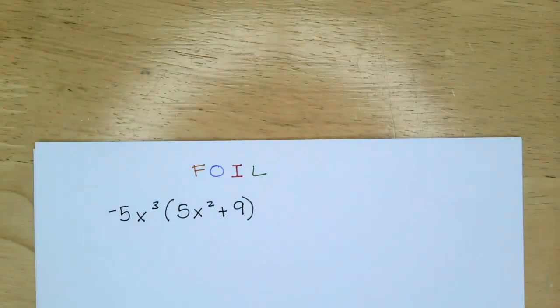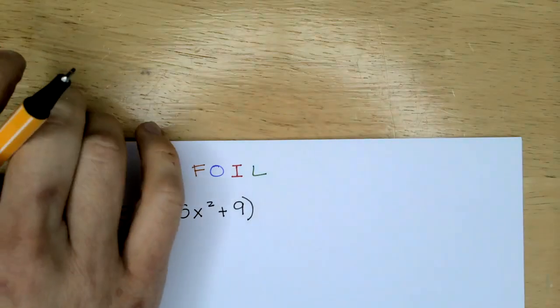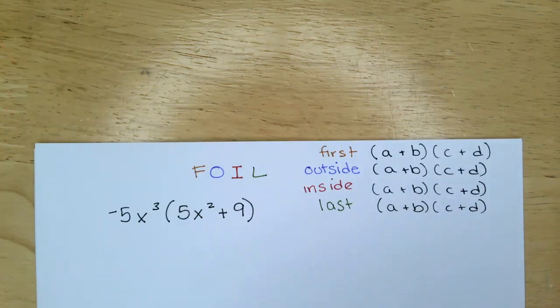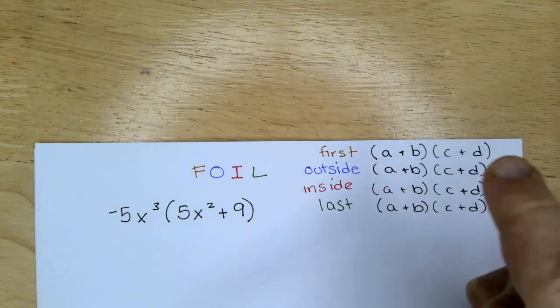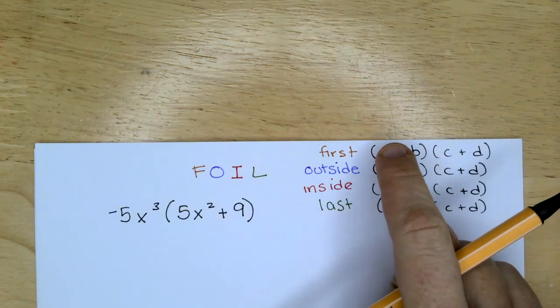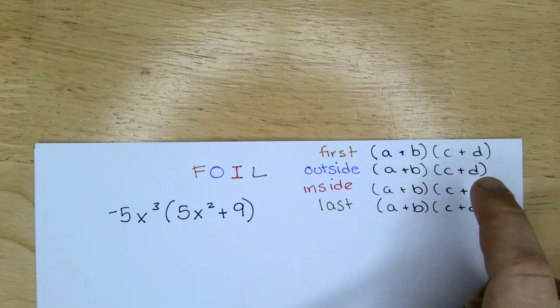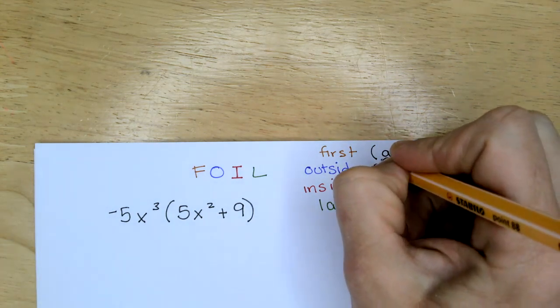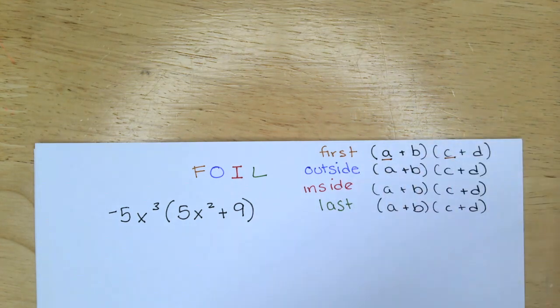Okay, here are some examples of FOILing. FOILing stands for first, outside, inside, last. So first means you have first, second, right? And then you have your outside terms and your inside terms. So first means these two.